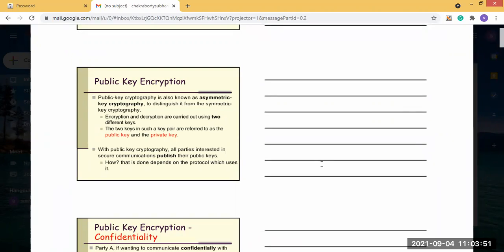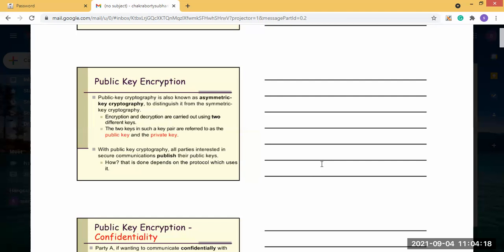That means for encryption and decryption, we have two keys. For encryption, one key is used; for decryption, another key is used. That's why it is called asymmetric key cryptography. Public key cryptography is also known as asymmetric key cryptography. To distinguish it from symmetric key cryptography, encryption and decryption are carried out using two different keys.